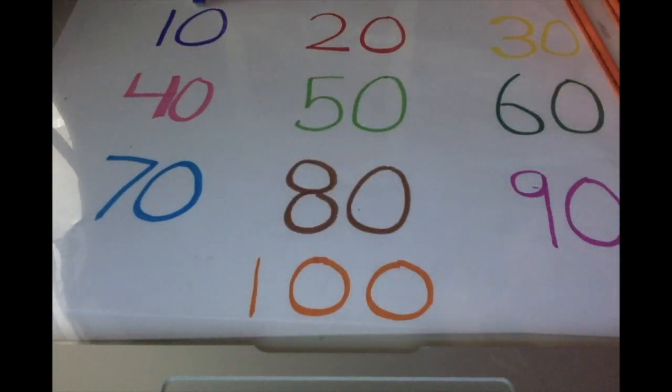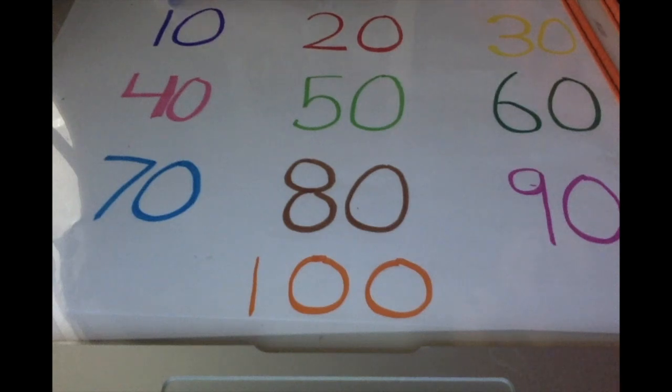So that means the number 10 has one group of tens. The number 20 has two groups of tens. The number 30 has three groups of tens. 40 has four tens. What about 50? How many groups of tens does 50 have? That's right, 5. What about 60?